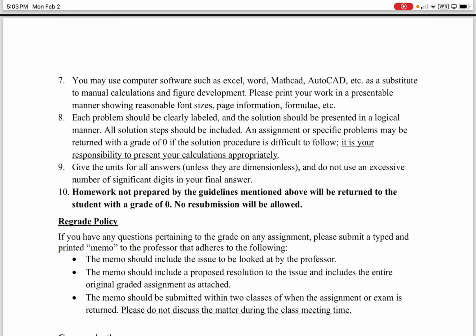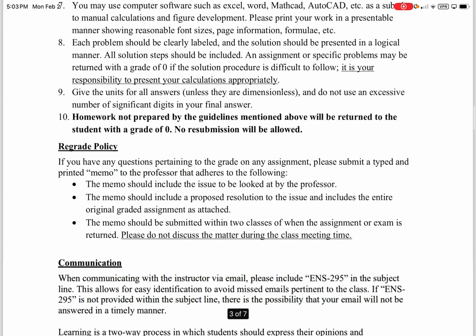Basically, the more clarity you provide in your calculations, the less of a chance there is of me missing something. Treat your homeworks as if you were writing to a client who wasn't an engineer at all, and you needed to explain everything. Make sense?